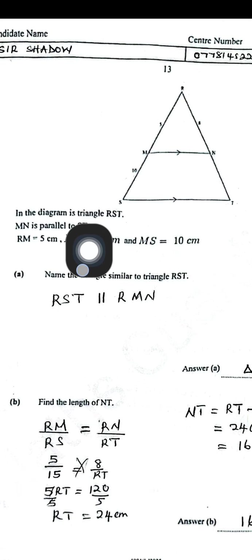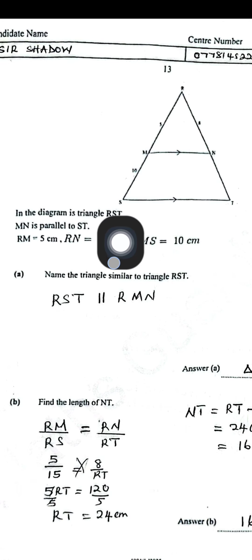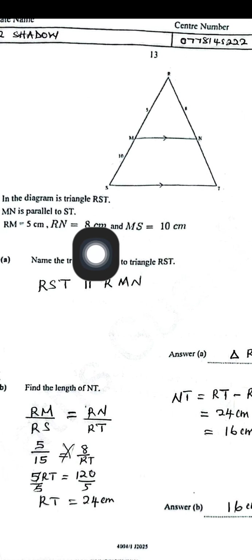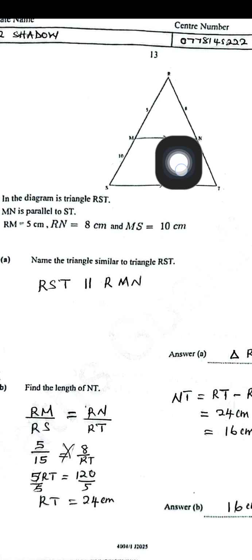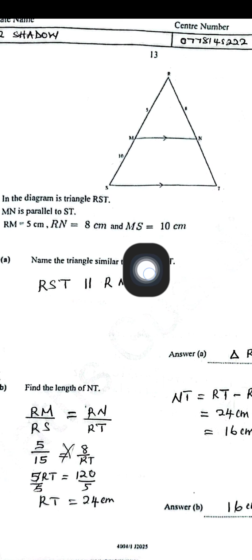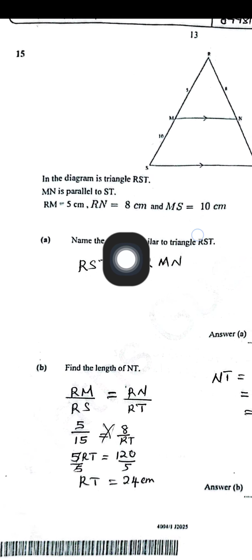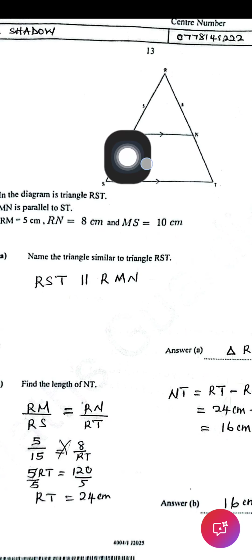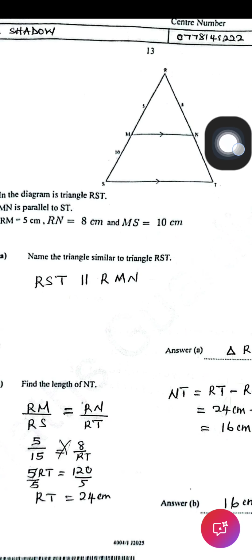Right, in the diagram is a triangle which is RST. R right here, S right here, T right here. MN is parallel to ST. We are given MN is parallel to ST. These two lines are parallel. Then you should know the characteristics of parallel lines. Just note that parallel lines never meet. Once we are given that two lines are parallel, those lines never meet.